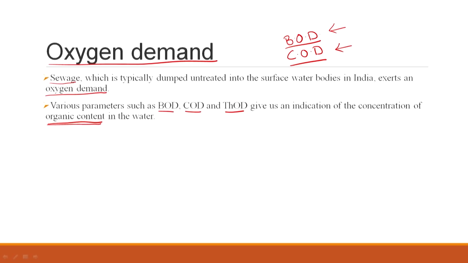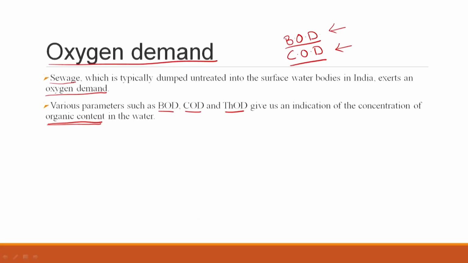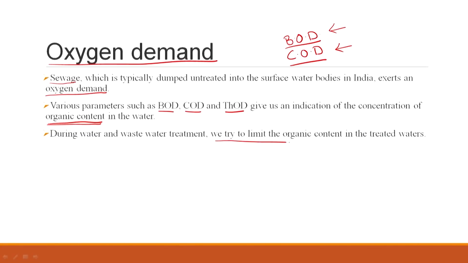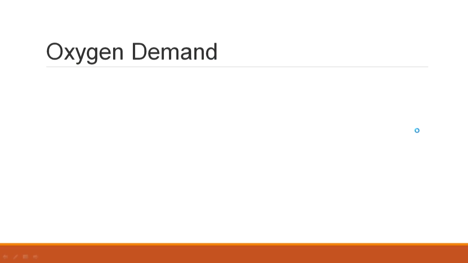Organic content, where is that typically coming from? That comes from humans, from pollution that is not treated and is given out into the water. That is one aspect to keep in mind. So, we obviously try to limit the organic content in treated waste waters.